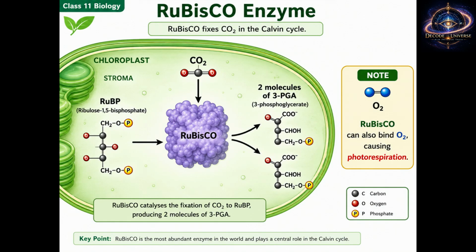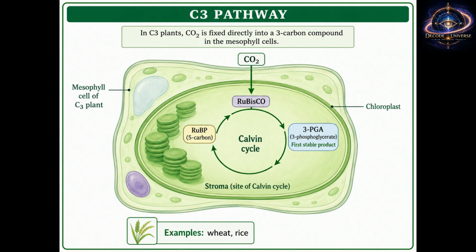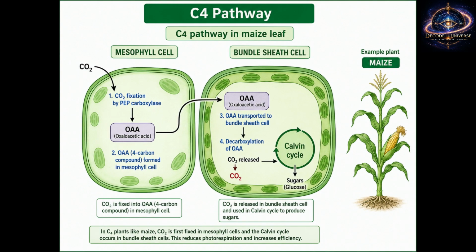Q11. Difference between cyclic and non-cyclic photophosphorylation? In cyclic photophosphorylation, only PSI works and only ATP is formed. In non-cyclic photophosphorylation, both PSII and PSI work, producing ATP, NADPH, and oxygen. Q12. What is chemiosmosis? Chemiosmosis explains ATP formation using a proton gradient across the thylakoid membrane.